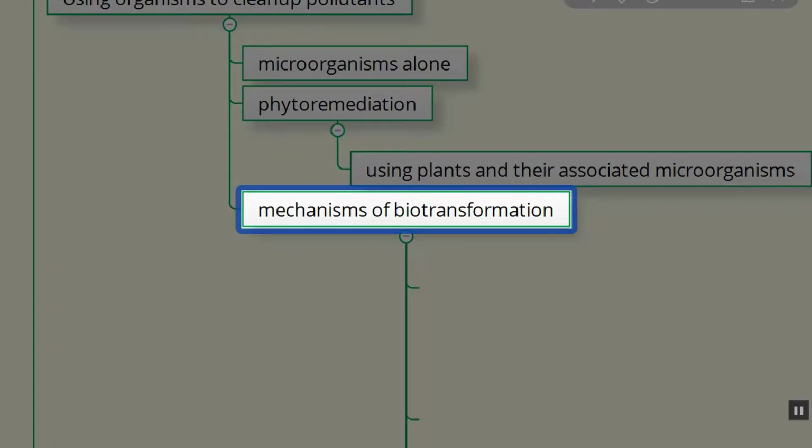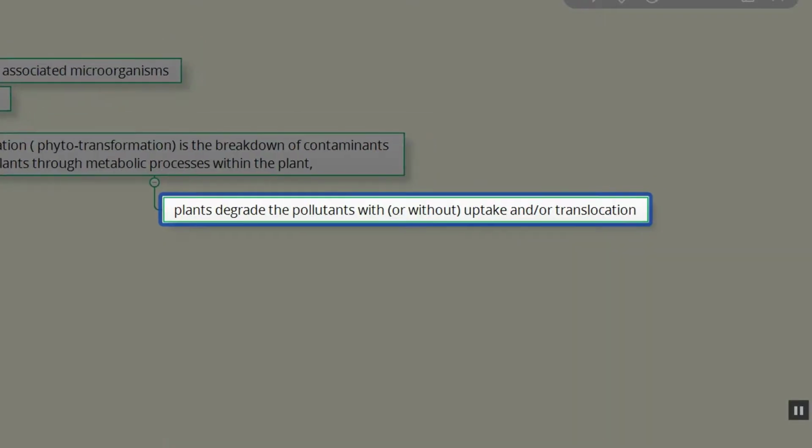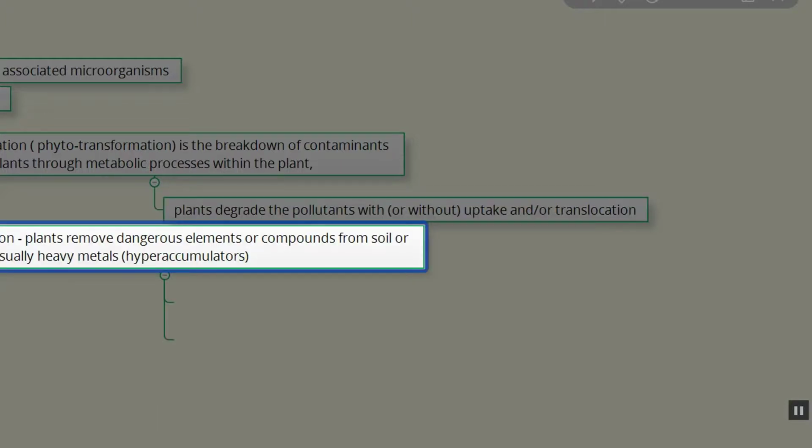So what are the mechanisms of biotransformation? Well, there's phytodegradation. That means that the plants themselves are actually taking up these waste products, these pollutants, and breaking them down in the plants themselves. The plants actually degrade them. Sometimes they don't even have to take them all the way up and get up into the leaves themselves, but the plant has the ability to do it.